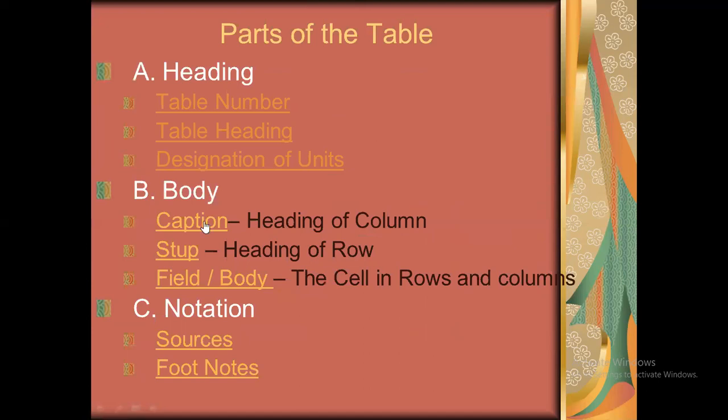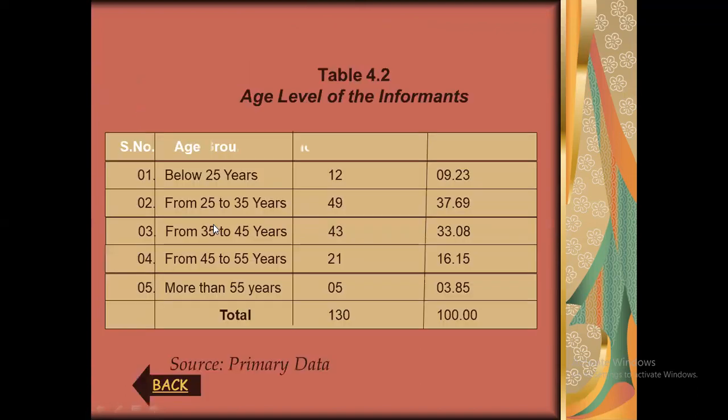The body consists of three parts, namely caption, stub, and field or body. The caption means the column heading. In simple terms, the table consists of rows and columns. The captions mean the headings of the columns. Here I have put four columns. The first column heading is serial number, the second is age group, the third is number of respondents, and the last is percentage. These are called the captions.